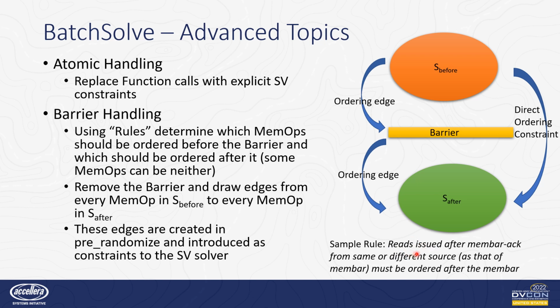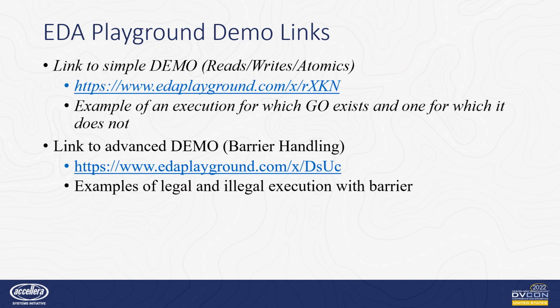So using similar rules, there will be memops which will go in S-before. The idea is every element in S-before needs to be ordered before every element in S-after. So we can remove the barrier and draw direct edges. And this computation or edge detection is done in the pre-randomize phase, and the edges are presented as constraints to the SV solver. And that's how we handle barriers in BATS at a high level.